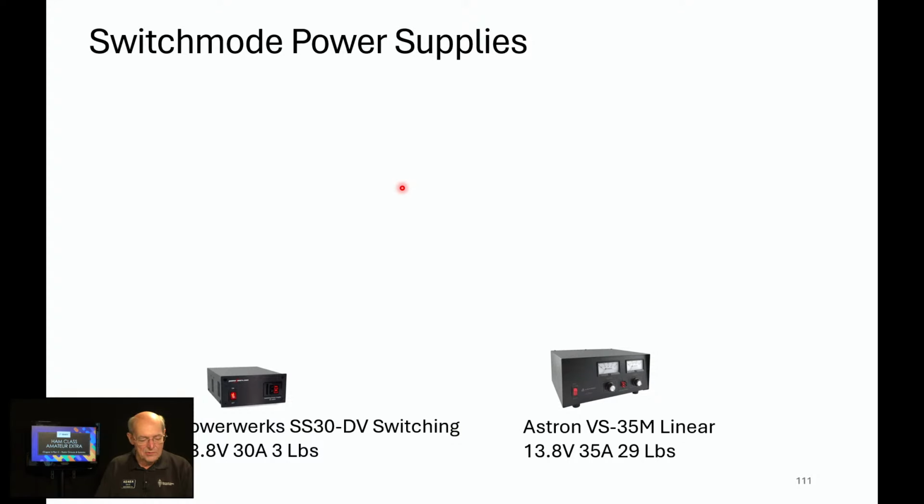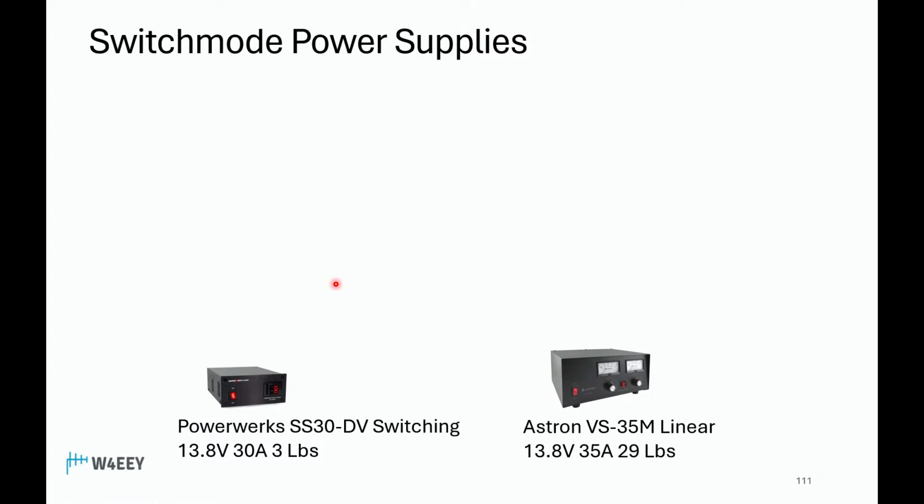Then we've got switch mode power supplies. These are interesting. This is a common ham switch mode power supply. 13.8 volts, 30 amps, it weighs 3 pounds. Here's another one. This is what's called a linear supply, 13.8 volts. In this case, it's 35 amps. It weighs 10 times as much, 29 pounds. So big difference. So the switch mode is the little guy here, but it puts out the same amount of current. All right, how does it do that?